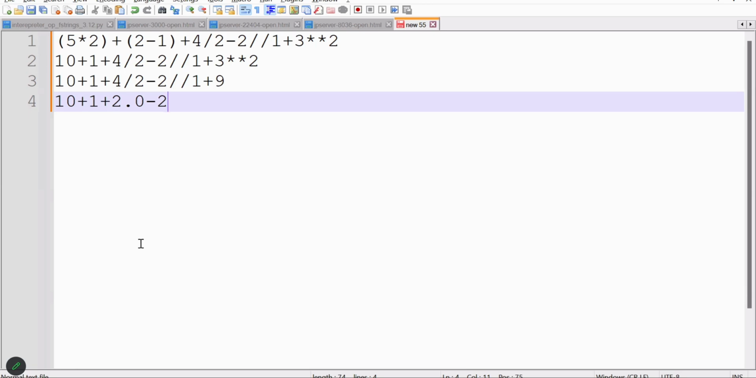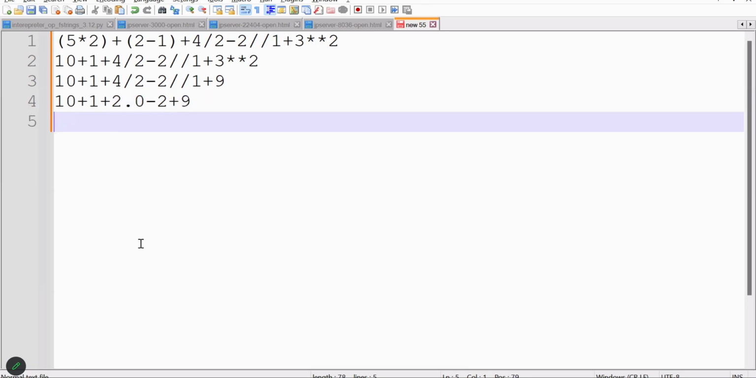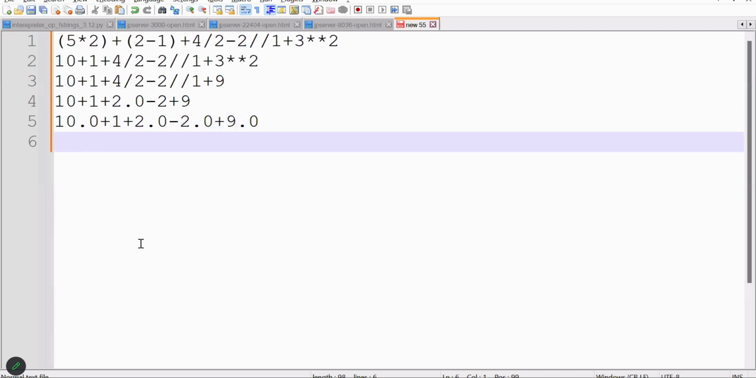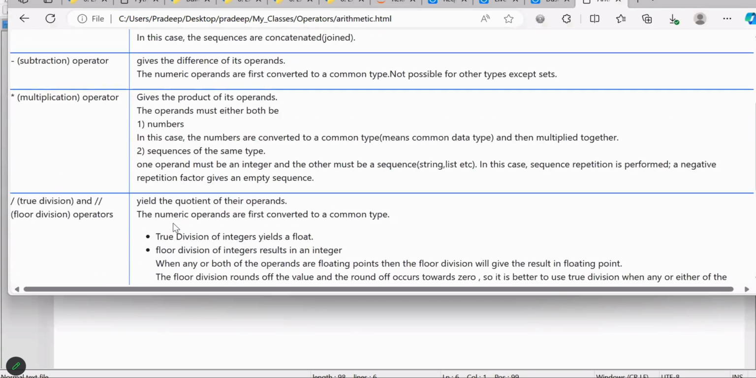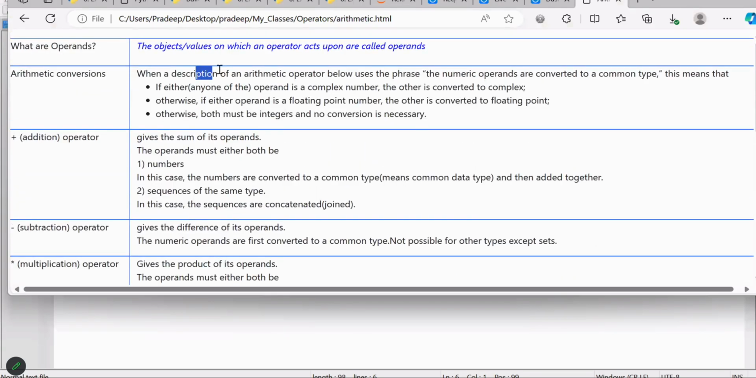Plus 9. So now again, it is from left to right. But now everything has to be converted to a common type. So we have to convert everything to the common type. Why? Because any arithmetic operation requires the same data type.